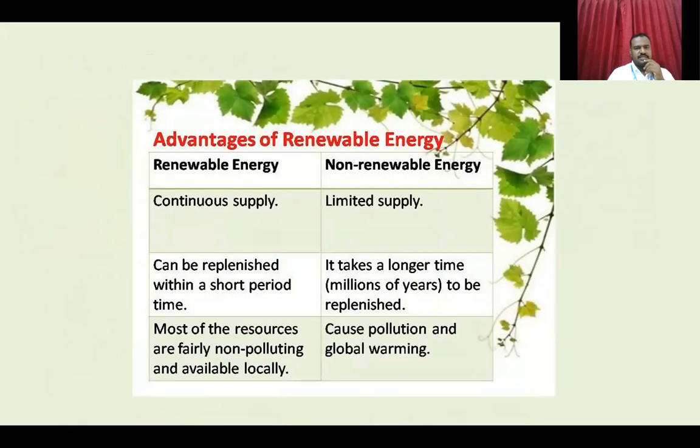So, what are the advantages? We get a continuous supply, this being an inexhaustive source. For example, sun, we are going to get it always. It's not that solar energy is going to be finished at any point of time.